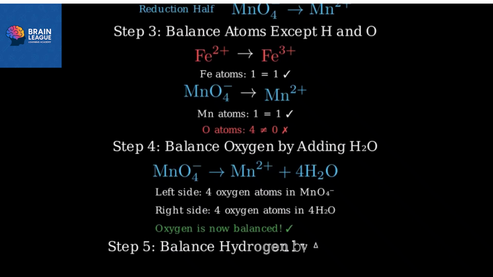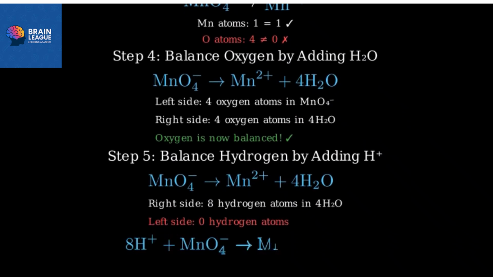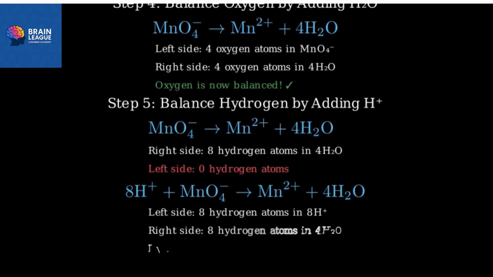Step 5. Balance hydrogen atoms by adding hydrogen ions. In our reduction half reaction, we now have 8 hydrogen atoms on the right side from the 4 water molecules. To balance this, we need to add 8 hydrogen ions to the left side. Now the hydrogen is balanced with 8 hydrogen atoms on each side.